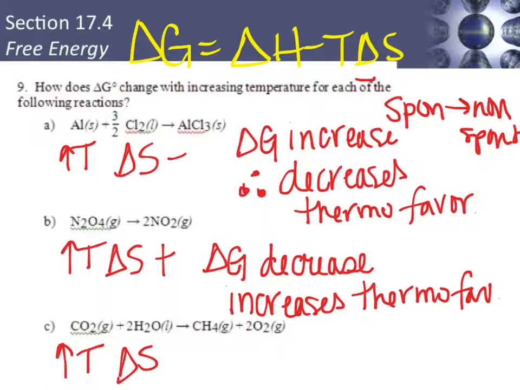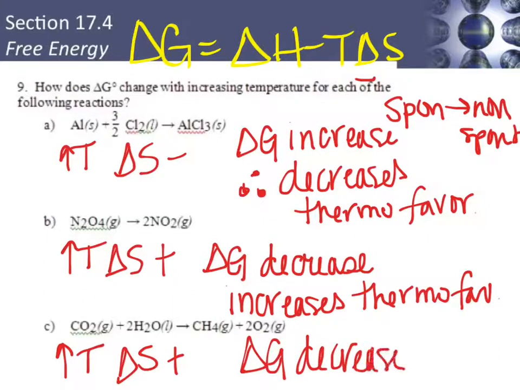And then lastly, we have 1 mole of gas and 2 moles of liquid, and we end up with 3 moles of gas. So our delta S is positive. Therefore, our delta G is going to decrease, which increases our thermodynamic favorability. Everybody good?